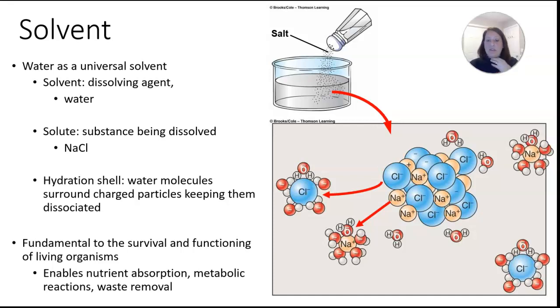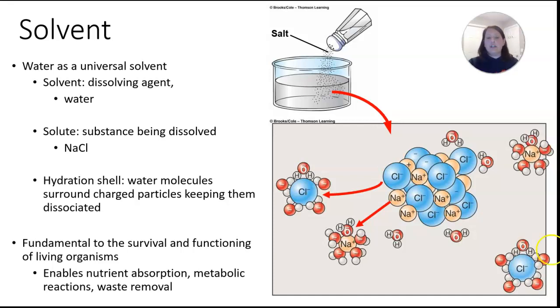And so in this example that I have here on the right, we're taking common table salt, so sodium chloride, which is NaCl. Remember, that's an ionic compound. And we're shaking it into a beaker of water. Okay, and so the water is going to dissolve the salt. And how does it do that? It does that through dissociation of those sodium chloride ions through the formation of what we call a hydration shell.